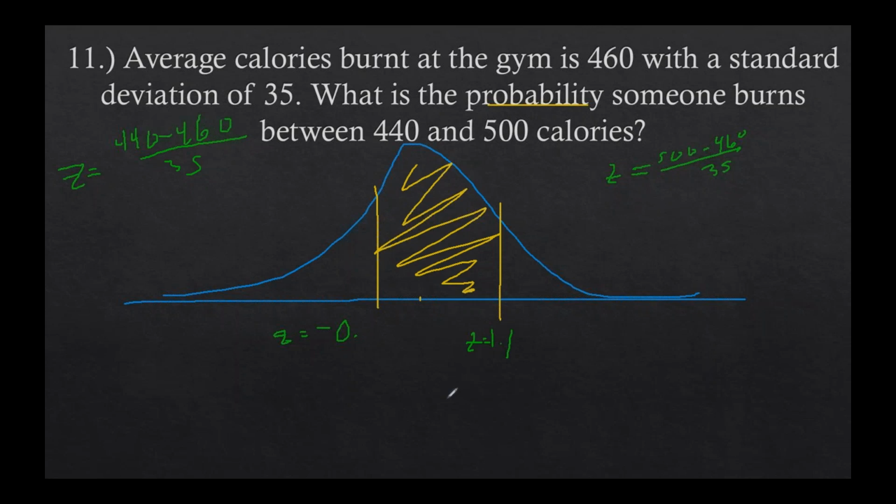Because you got the same z-score that we did before. Vanessa? Oh, yes, 0.57. Well, it should be a negative 0.57, right? So this comes out to be a negative 0.57.